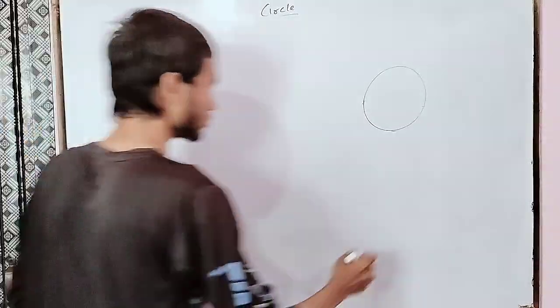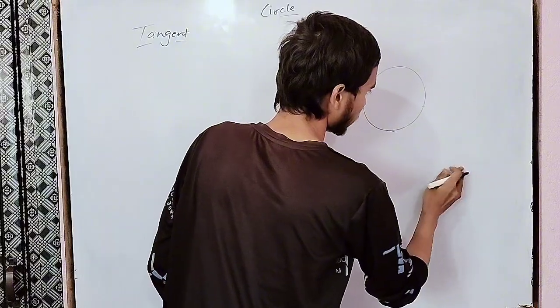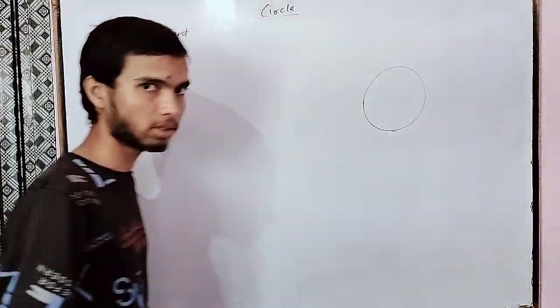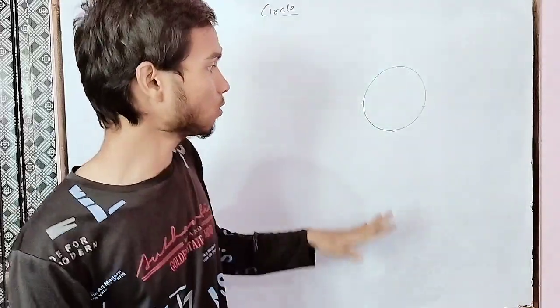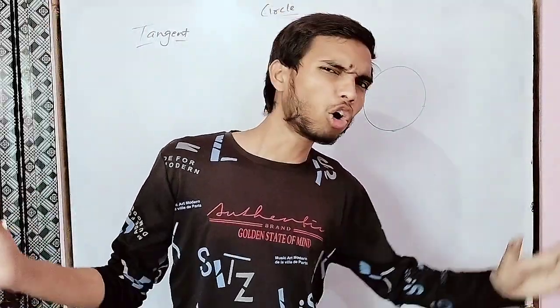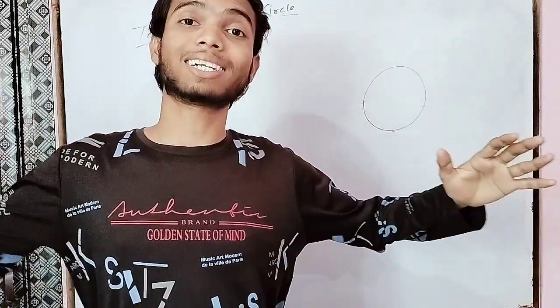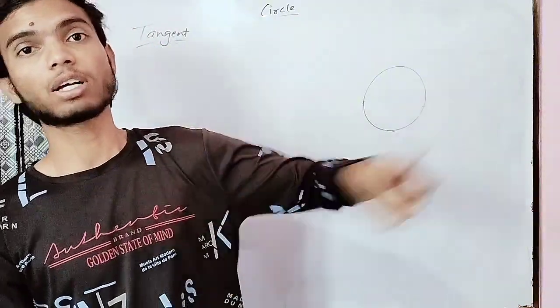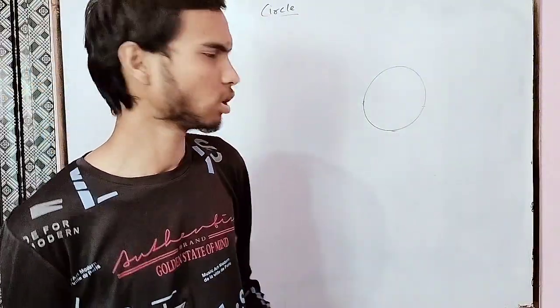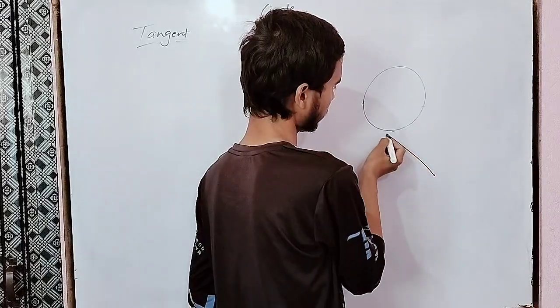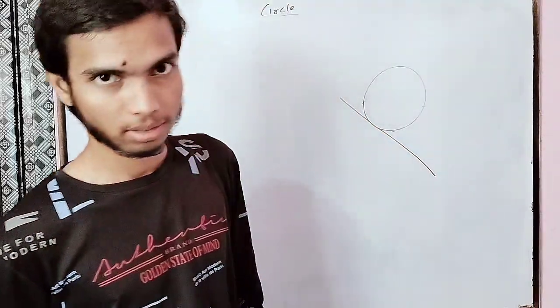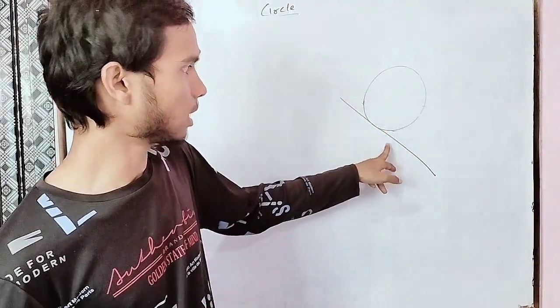Now, what about exterior? There is one exterior point. Now from here you tell me how many tangent lines from exterior points can be formed. How many? You would say, let's draw like that. This is one. This is a tangent.